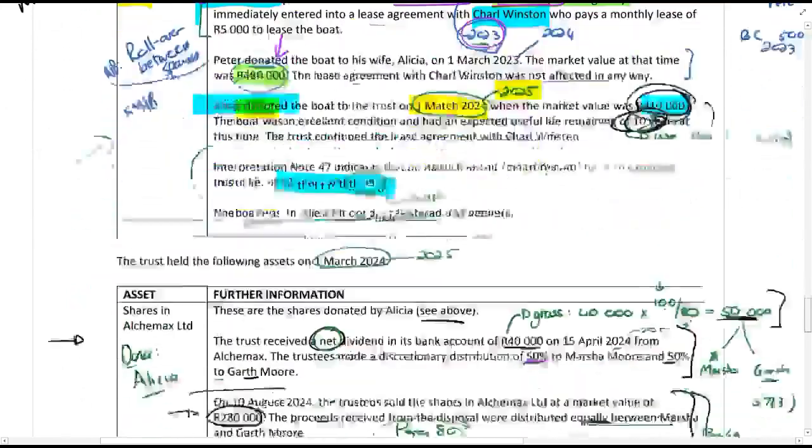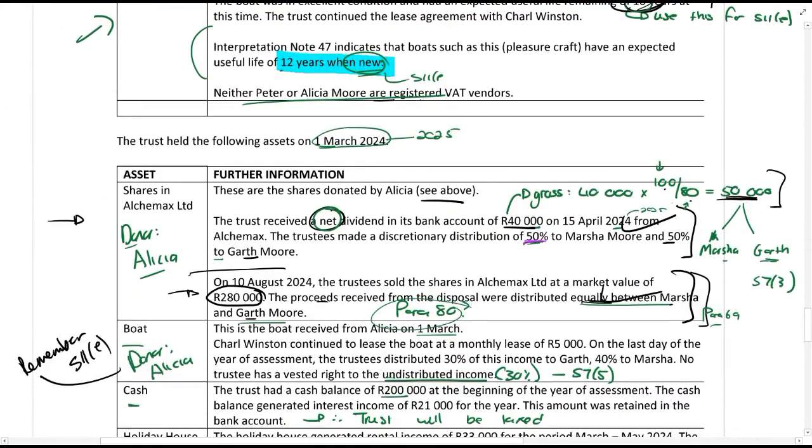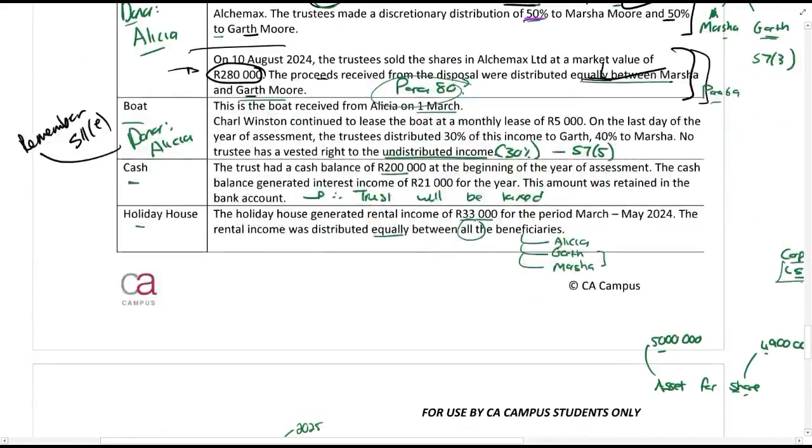So let's make sure. We've done the disposal. Now we've got the boat. Remember they received the boat on the 1st of March of this tax year. They got 5,000 rands a month from Charles. That's the income. And then they distributed 30% to Garth, 40% to Marcia, and the remaining 30% remains in the trust. Remember, Alicia donated us. Now, here's also a comment. Remember section 11E. I feel like this is a reasonably simple one to forget, potentially.